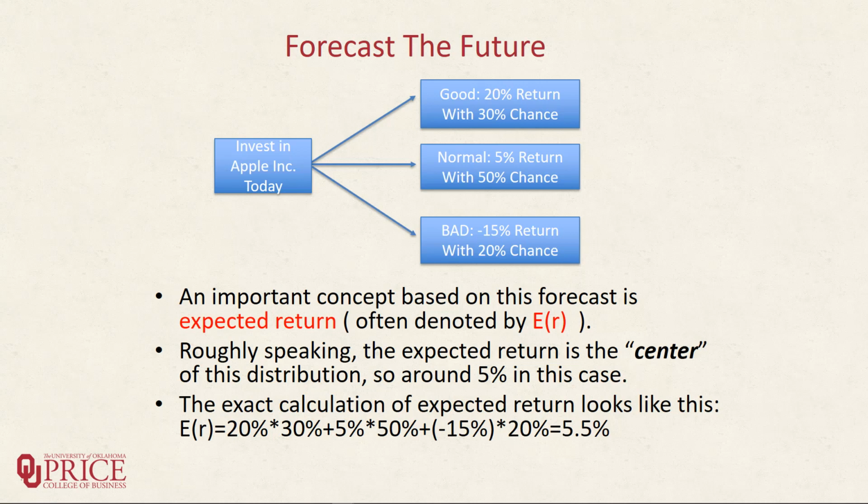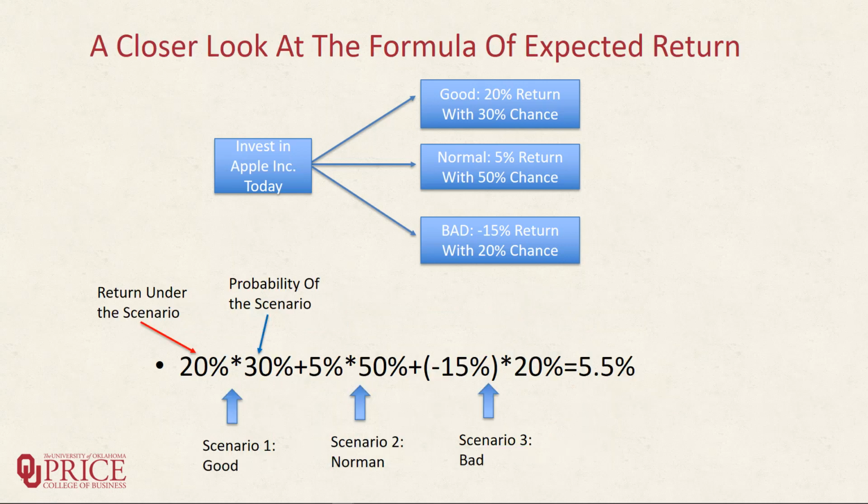So how do we calculate? I mean, it's close to 5%, but it's not exactly 5%. How do we calculate the exact expected return of Apple according to our forecast here? Well, the formula for expected return looks like this. It seems like a long formula, but let's break it down and see why it looks like this. Our formula for the expected return has three terms.